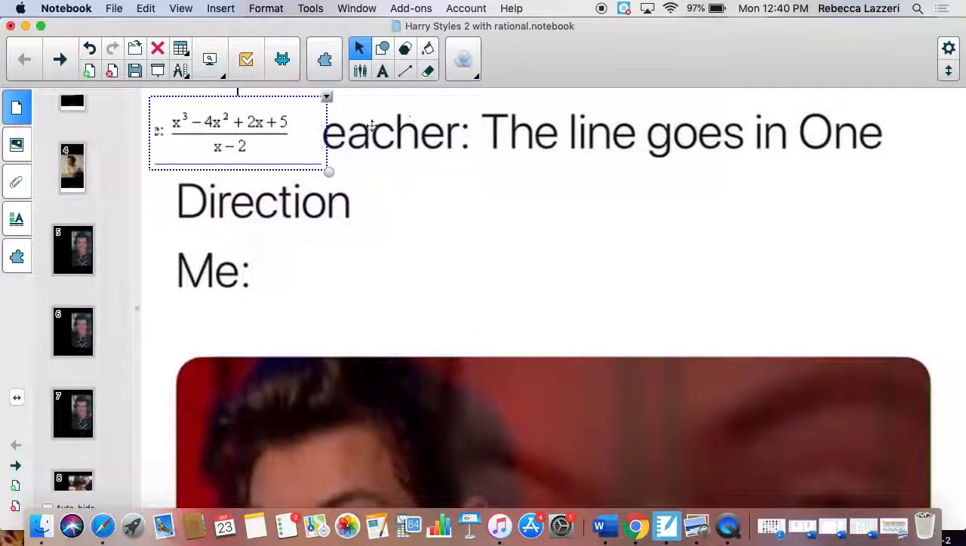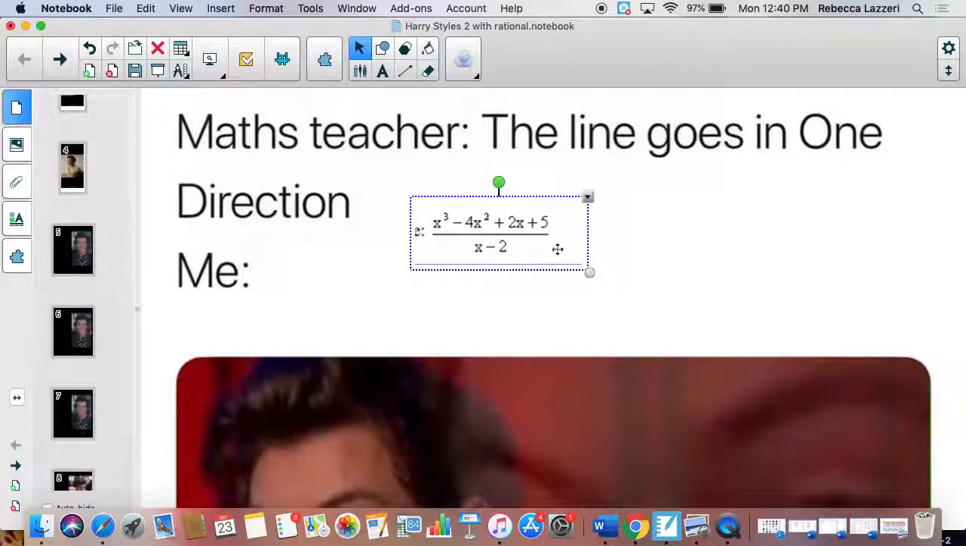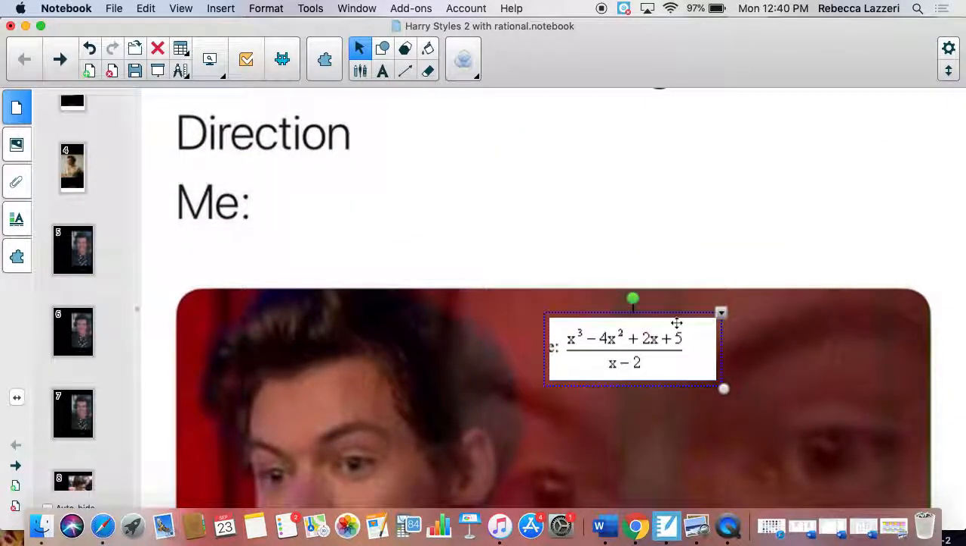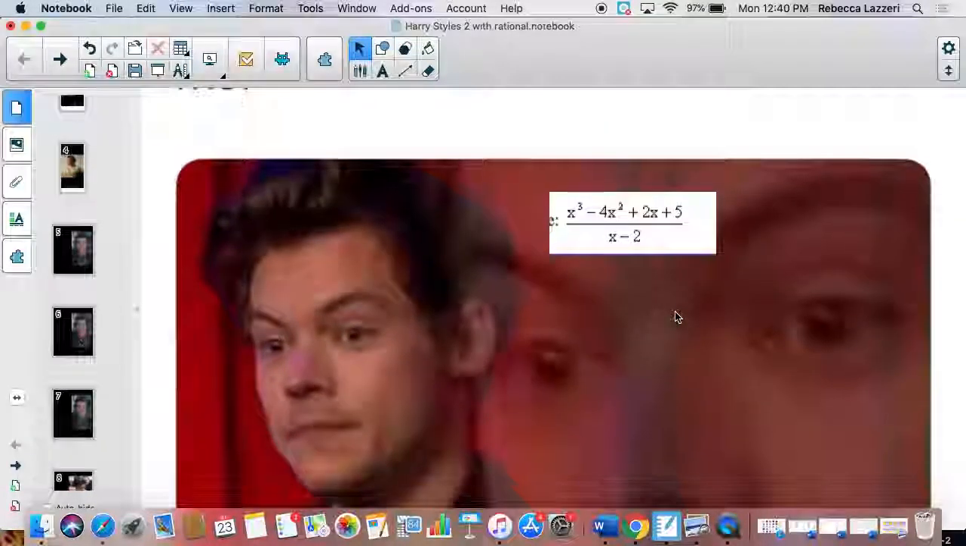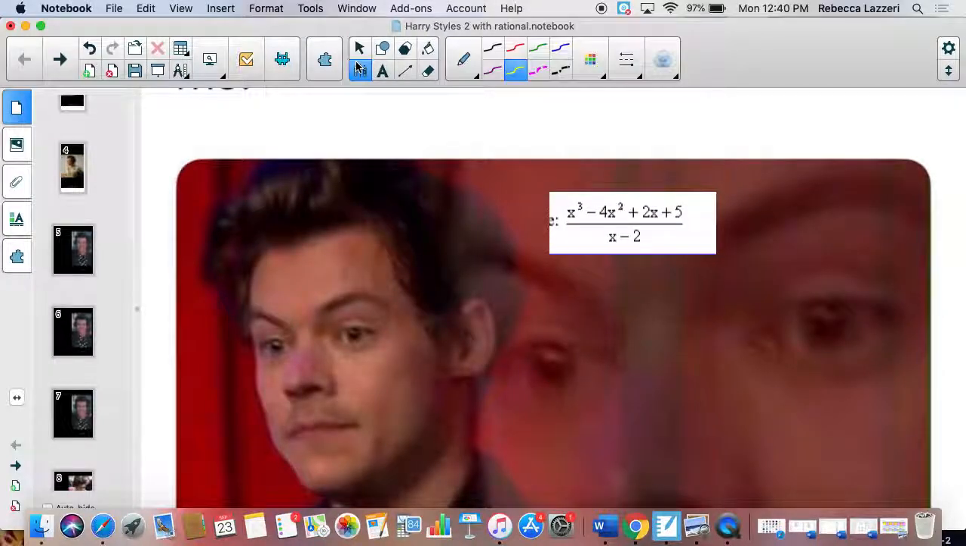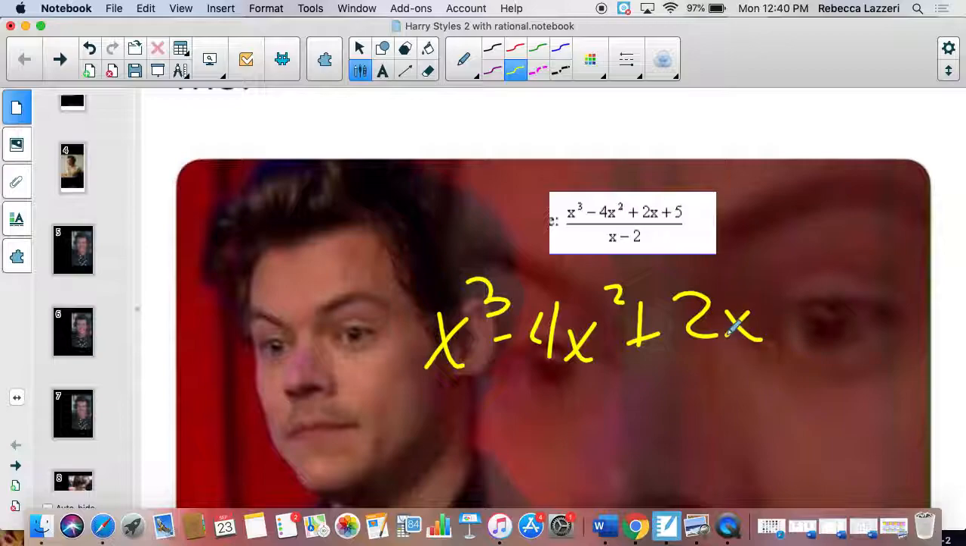All right, so here's the first one. We'll move it down here. All right, so I'm going to take, now what you've got to do is go x cubed minus 4x squared plus 2x plus 5. Once it starts with a power like x to the third, you've got to have x to the second and x to the first and a number. If it starts with x to the fourth, you've got to have an x to the fourth. If it skips an x to the third, you've got to put in a 0x to the third.